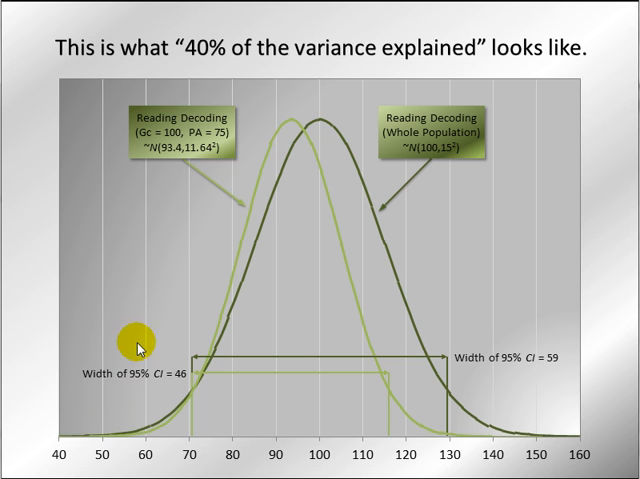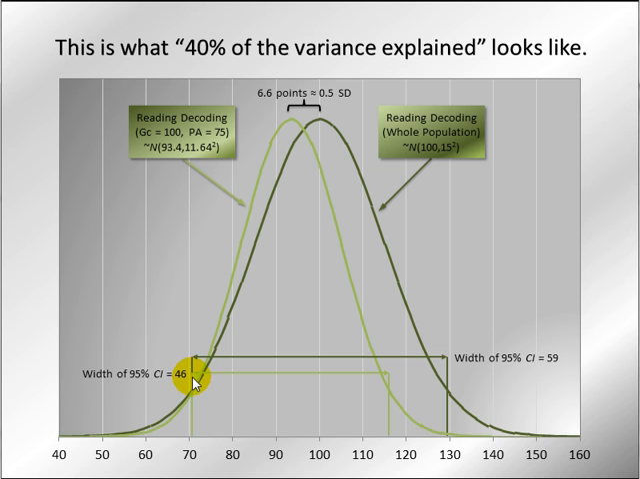That subset of people who have GC equals 100 and phonological awareness of 75, that subset has a mean of 93.4 and the standard deviation is 11.64. That is, this light green distribution is the distribution of scores for this subset of people who happen to have these predictors. Their reading decoding scores are not all the same, but they have a normal distribution. That normal distribution is about 6.6 points, about a half a standard deviation, a little less, from the population mean.